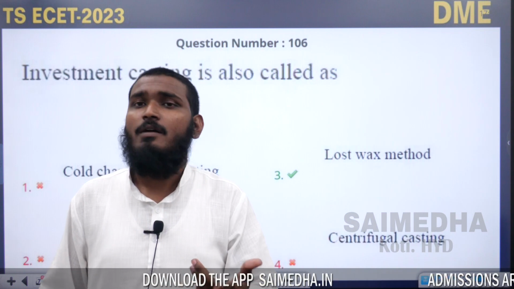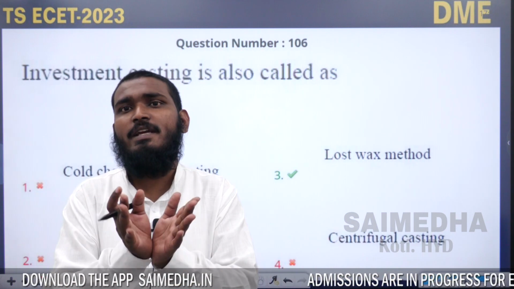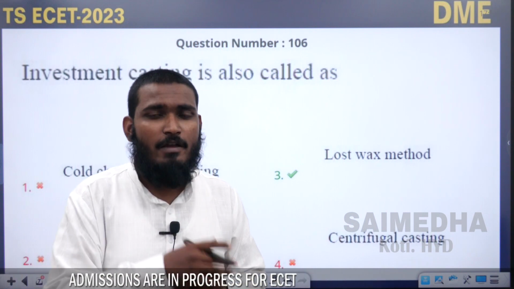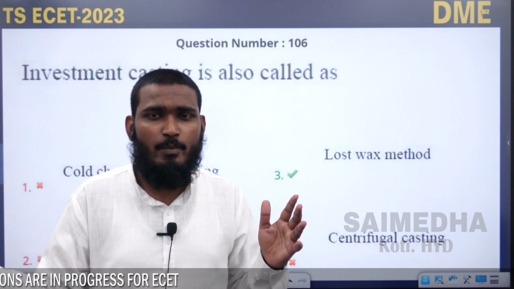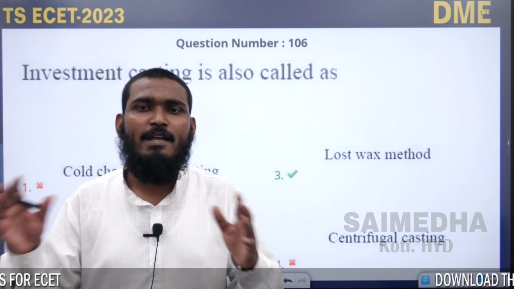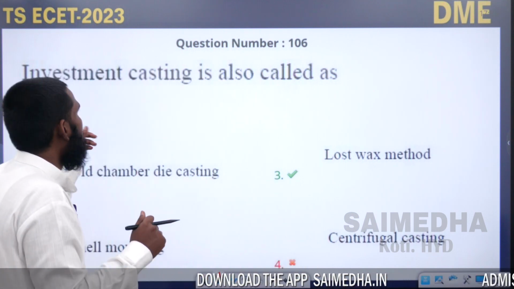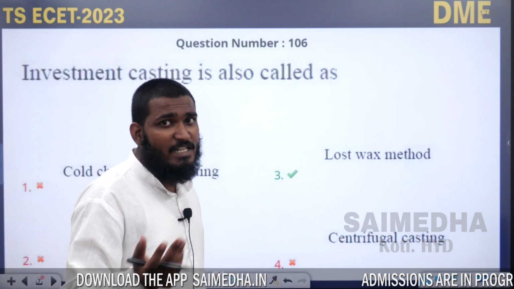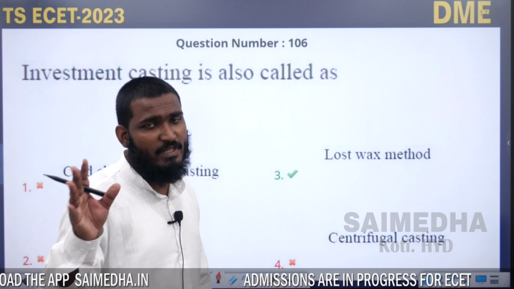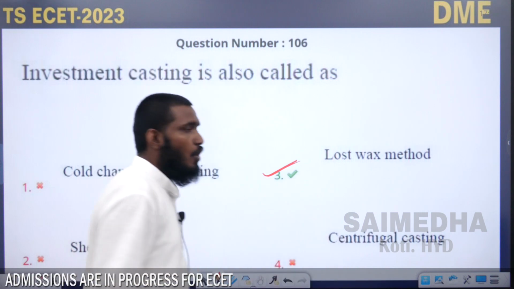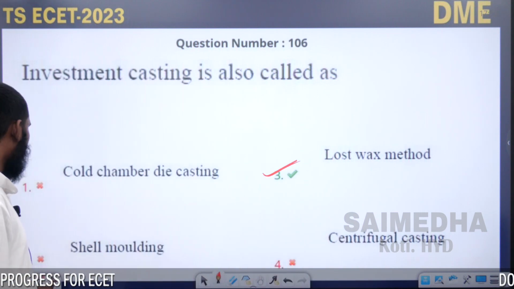So what will happen after completion of cooling, after solidification, we melt that wax. The wax will melt and go outside, and we get the final product. That's why we call it investment casting, as the pattern is made up of wax and the wax is melted, so we call it the lost wax method. Option 3 is correct.